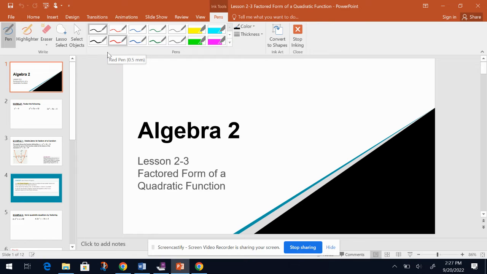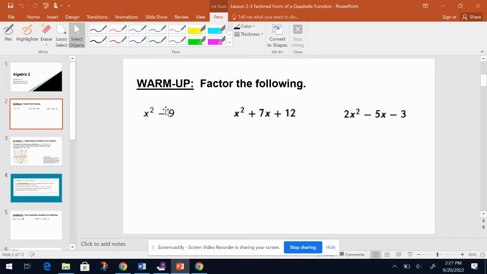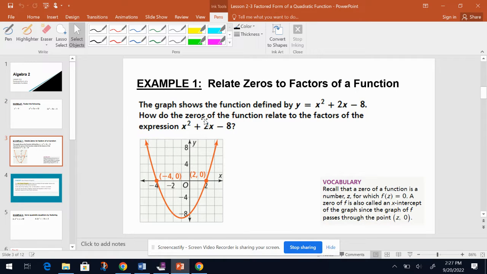All right, so we're going to go on to 2.3, factored form of a quadratic equation. I'm going to skip these warm-ups. These are all things that we factored the last couple classes. So we're going to jump right into the first example that says relate zeros to factors of a function.